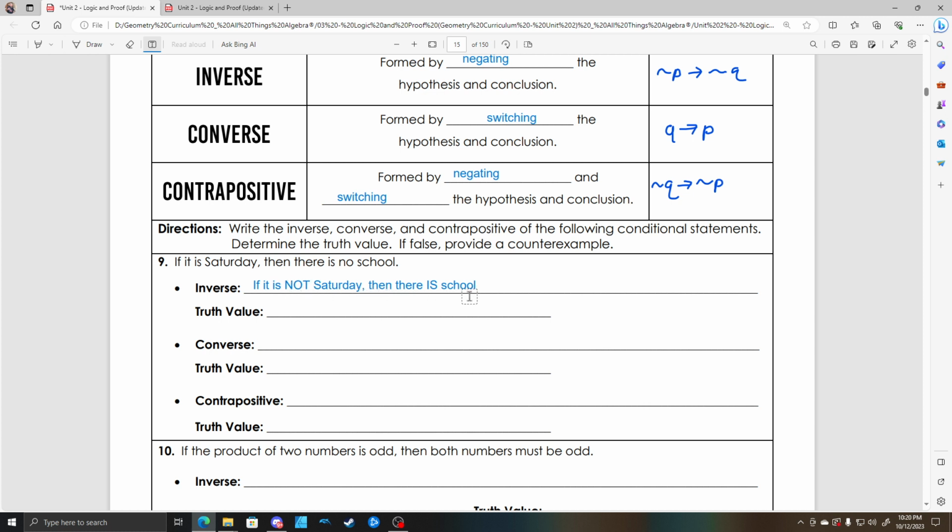Is that true? Let's think about it. What's a counterexample? What is one thing we can do to prove it? It even says if false, provide a counterexample. This is definitely false. I can think of a day that there is not school when it's not Saturday, and that is called Sunday.